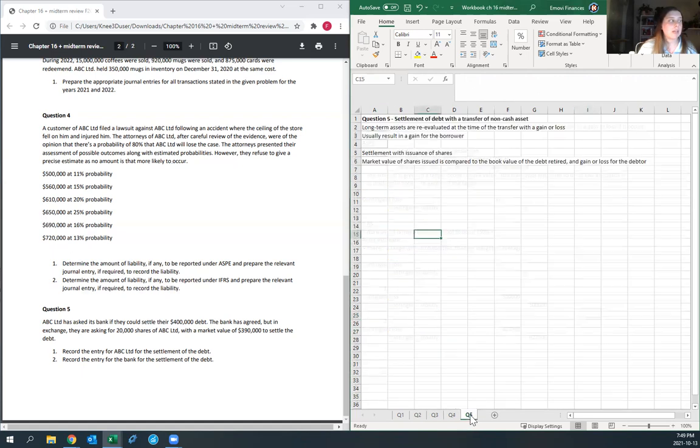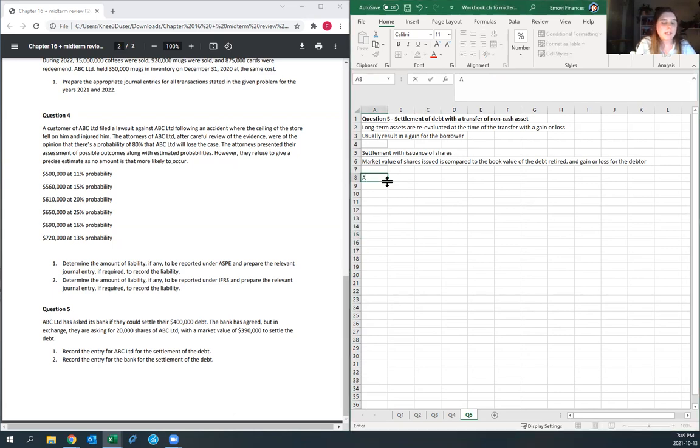And then finally, the last one is settlement of debt with a transfer of non-cash asset. So we did a similar problem last week, but it was with a building. Now we're doing it with shares. So it's the settlement of a debt with the issuance of shares. So the market value of the shares issued is compared to the book value of the debt retired, and any gain or loss is recorded.